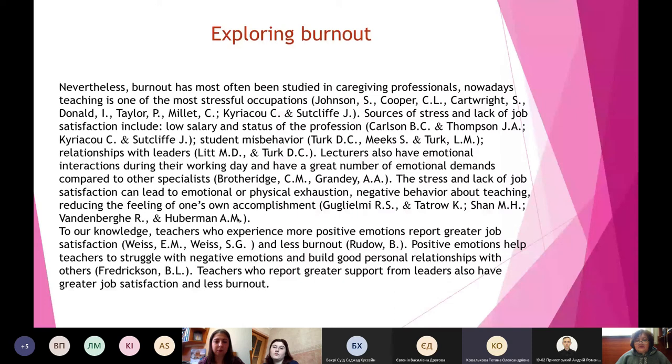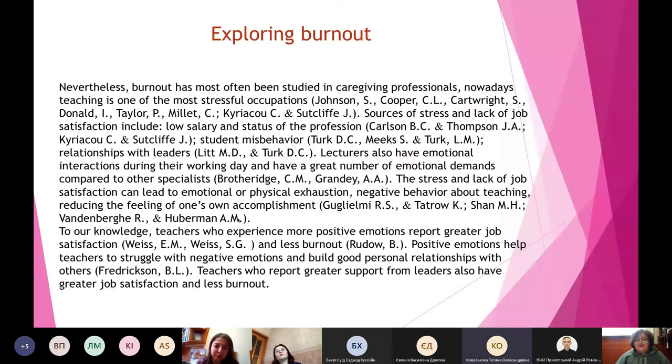Teaching is an emotional profession. Nowadays, there is little research on the emotional aspects of teachers' life. To our knowledge, teachers who experience more positive emotions report greater job satisfaction and less burnout. Positive emotions help teachers to struggle with negative emotions and build good personal relationships with others. Teachers who report greater support from leaders also have greater job satisfaction and less burnout. So, as teaching is quite a demanding activity, relatively little is known, however, about lecturers' burnout.